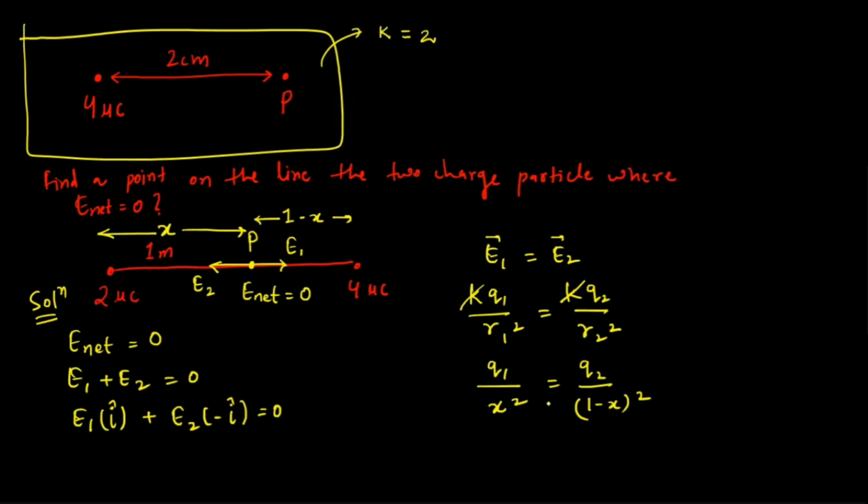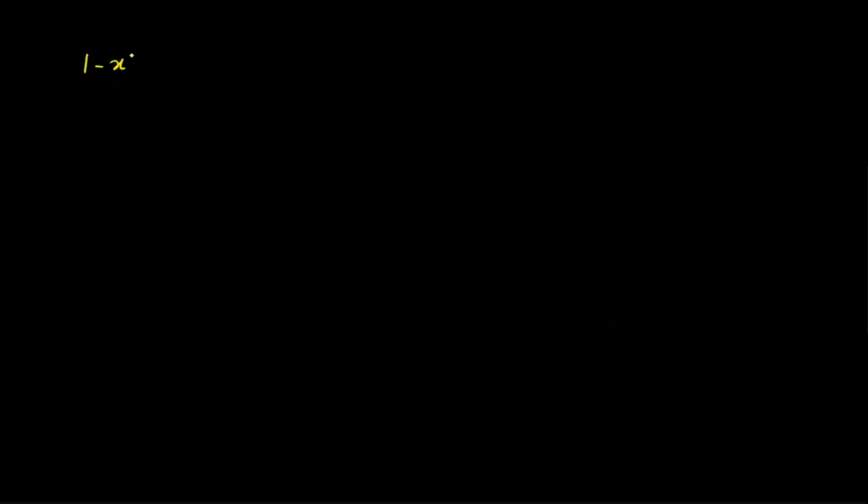Now we simply have to substitute the values in order to find X. Q1 is 2 microcoulombs, so we write 2 times 10 to the power minus 6 coulombs over X squared, which equals Q2, 4 times 10 to the power minus 6 coulombs, over (1 minus X) whole squared. I will simply solve the equation. So this 2 will cancel with the 4, and we get 2 here. Once we solve this, we have (1 minus X) whole squared equals 2 times X squared. Now, if we take the square root on both sides, we get 1 minus X equals root 2 times X. When we solve this equation, we get 1 equals root 2 X plus X.